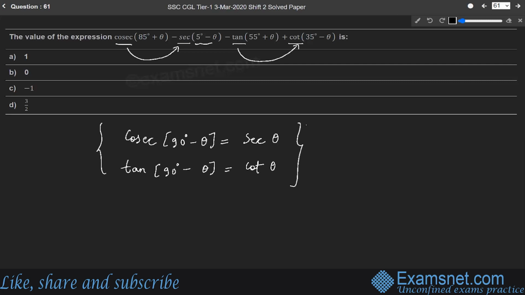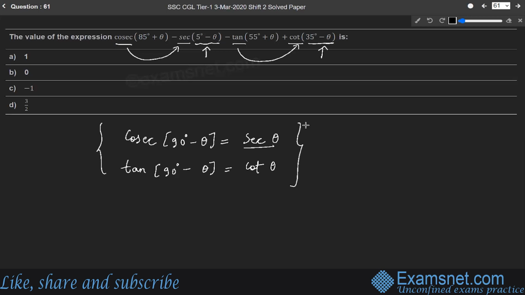Okay, here what is theta? 5 degree minus theta. Okay, and we know that sec theta is cosec 90 degree minus theta. Similarly, here the value of theta is 35 degree minus theta. We know that cot theta is equal to tan 90 minus theta. Okay, so we can write cot 35 degree minus theta as tan 90 minus 35 minus theta, right?